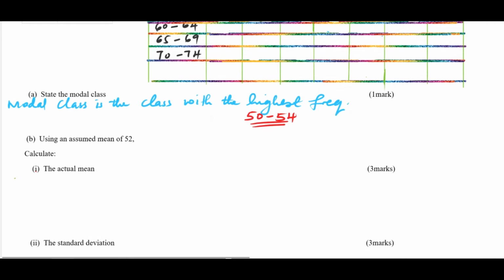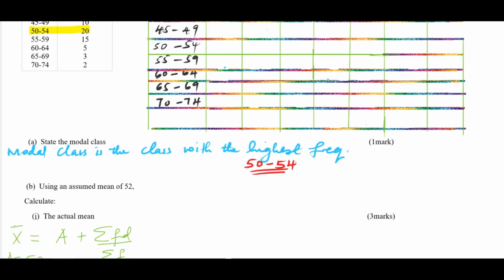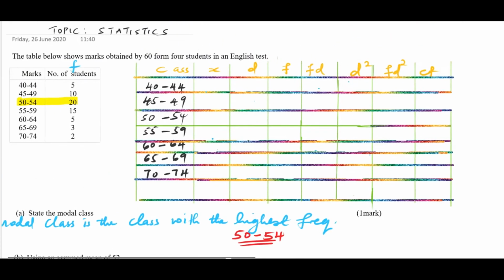Part B of the question: using an assumed mean of 52, calculate the actual mean. So the actual mean, that is x bar, is obtained by the assumed mean plus the summation of fd divided by the summation of f. We already have the assumed mean. Our assumed mean is given as 52. So we need to get this column fd.